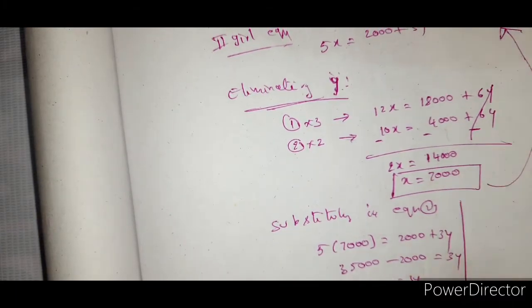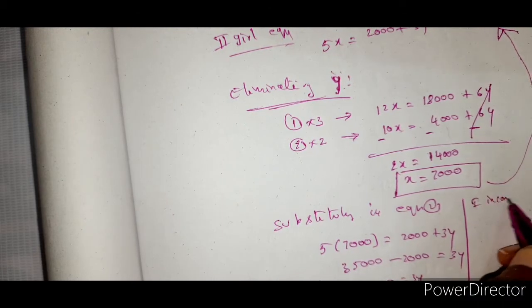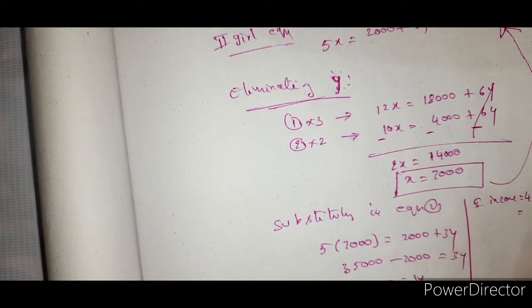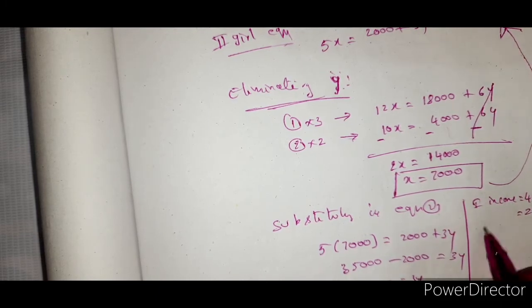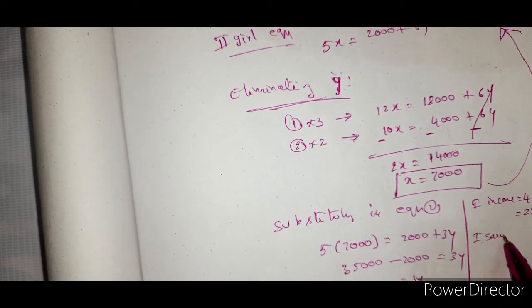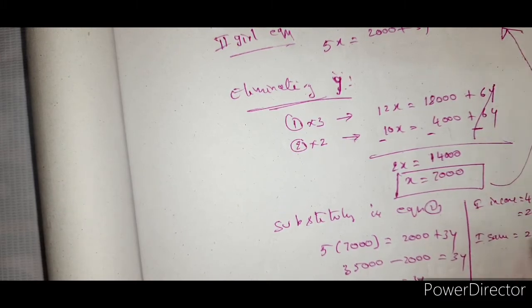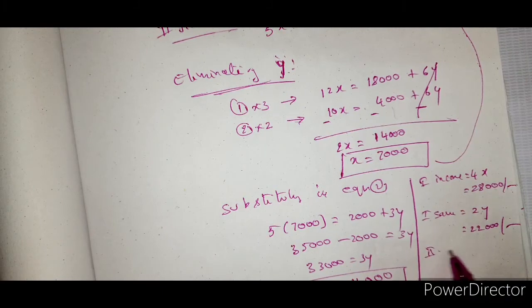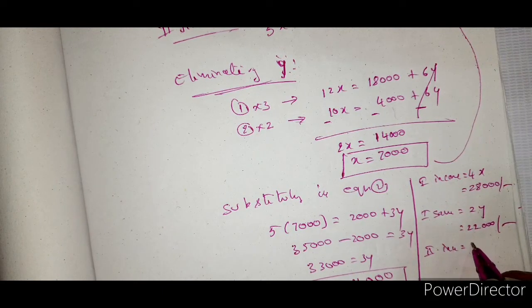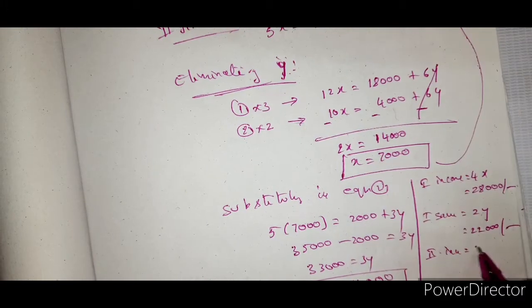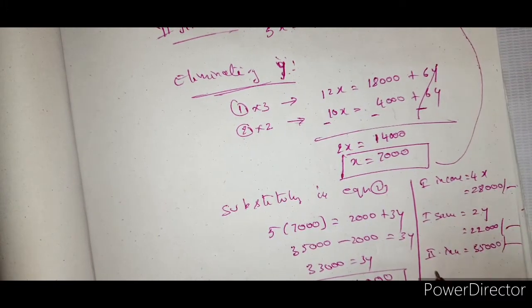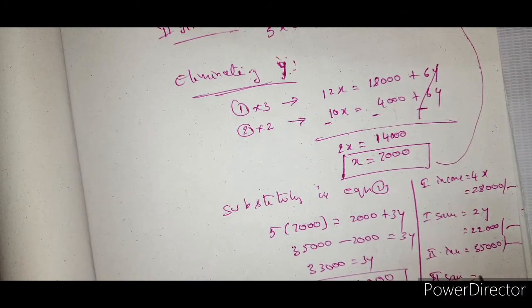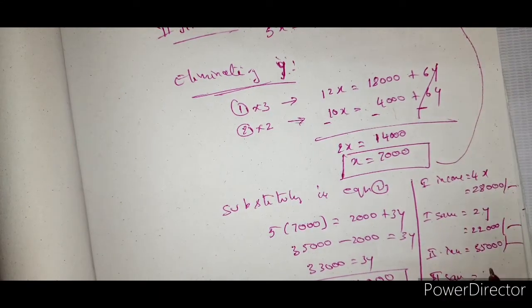So now the first girl's income is 4x, 4 7s are 28,000. The first girl's savings are 2y, what is y? 11,000. 2 11s are 22,000. Finished. Similarly, what is the second girl's income? 5x. So 5 7s are 35,000. And the second girl's savings? 3y. 3 into 11,000 is 33,000.